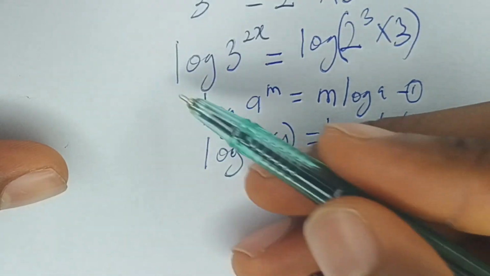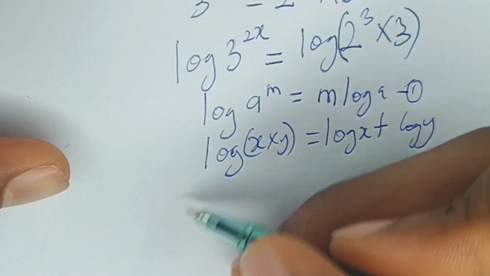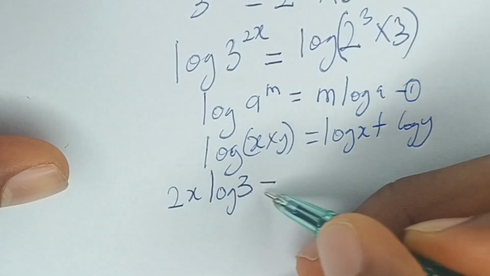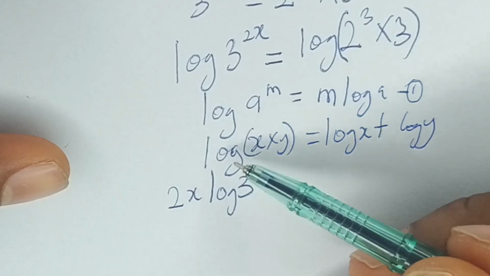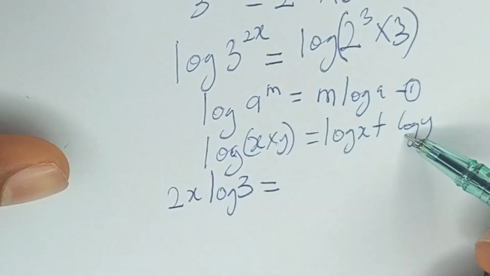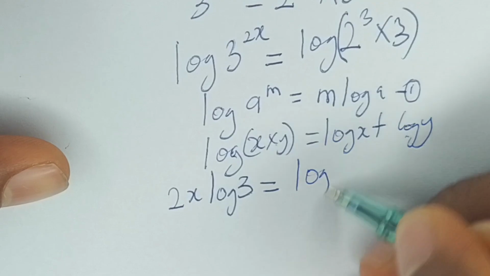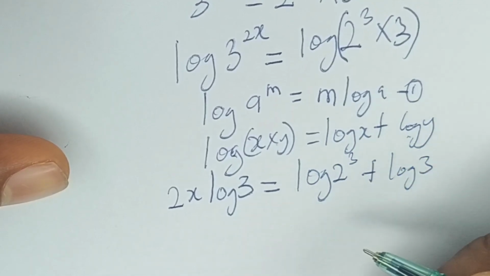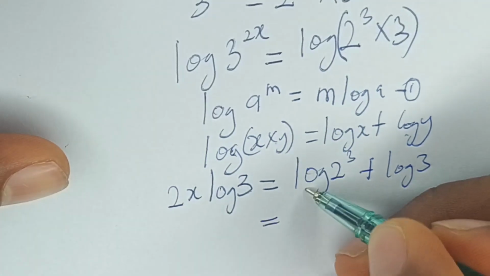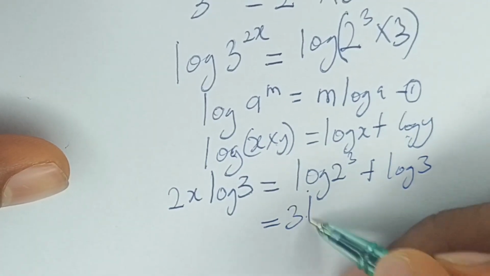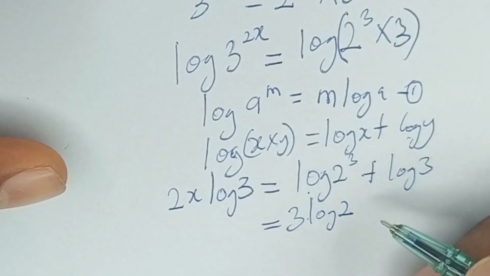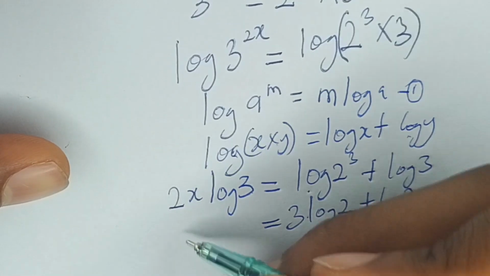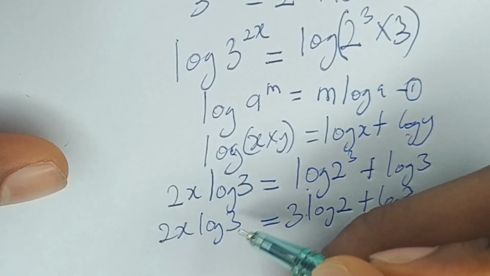Now let's go ahead and apply this here. So if you have logarithm of 3 raised to the power 2x, you can rewrite this as 2x times logarithm of 3. Okay, and this is equal to, now we said if you have logarithm of x times y, it becomes equal to logarithm of x plus logarithm of y. So we have from here logarithm of 2 raised to the power 3 plus logarithm of 3. Furthermore, we can write this one now as 3 times logarithm of 2, and this is plus logarithm of 3, and on this side we have 2x times logarithm of 3.